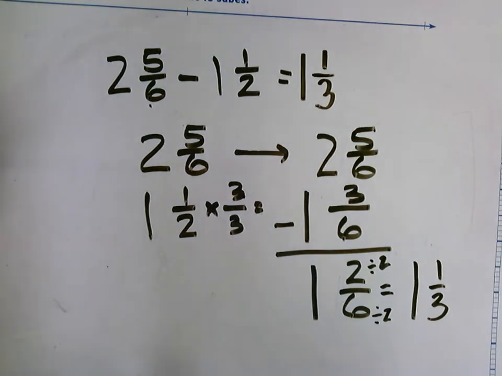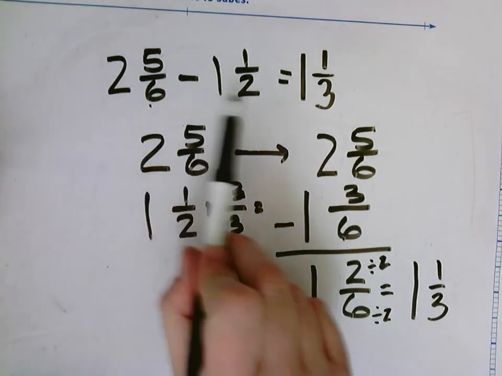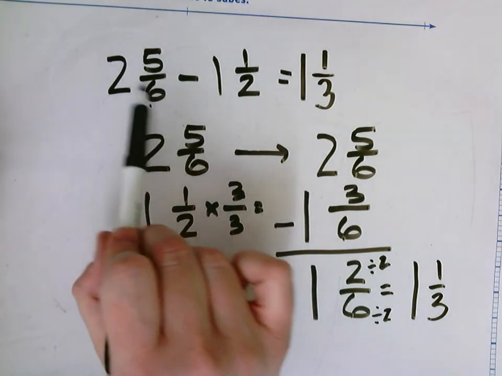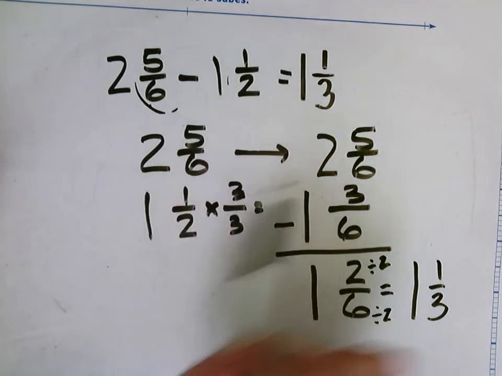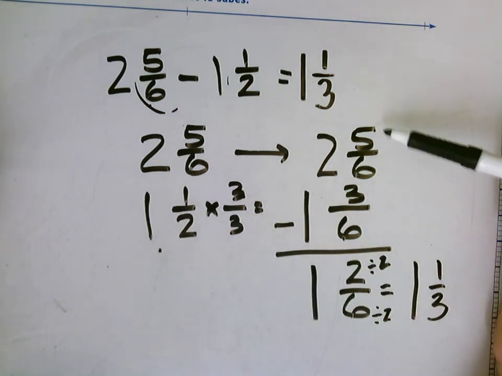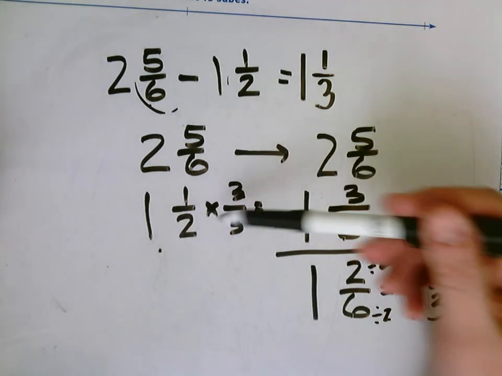All right, so in today's problems, when we're adding and subtracting our mixed numbers, you're going to need to find a common denominator of our fractions. Our whole numbers are going to stay the same. When we add and subtract, we'll add and subtract the fractions first and then the whole numbers.